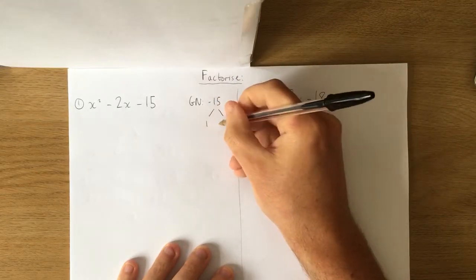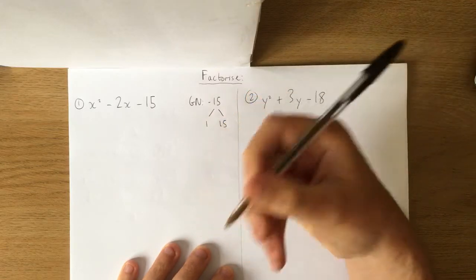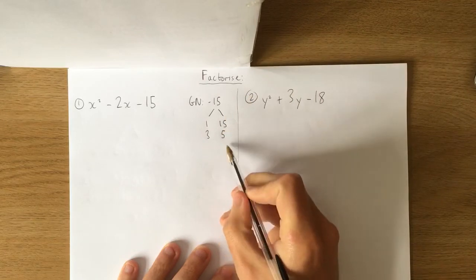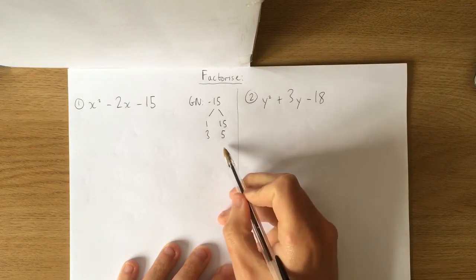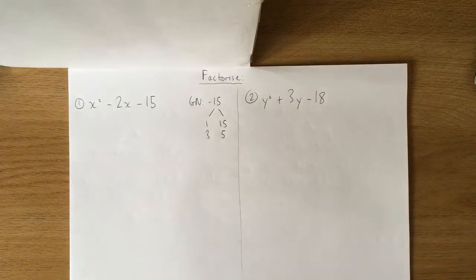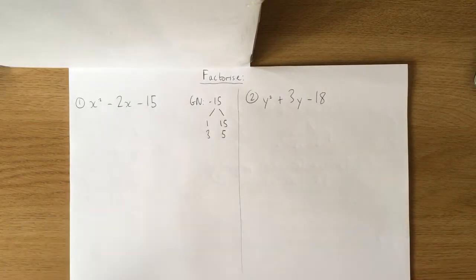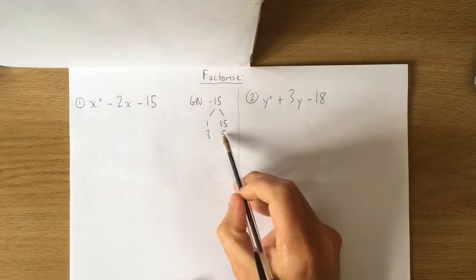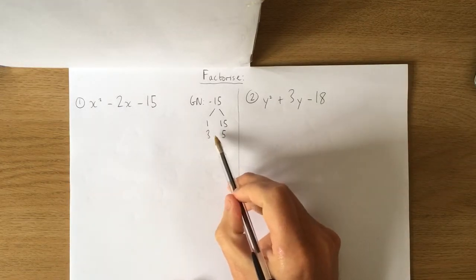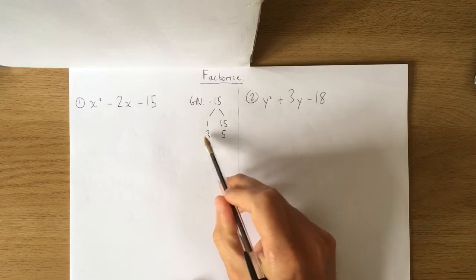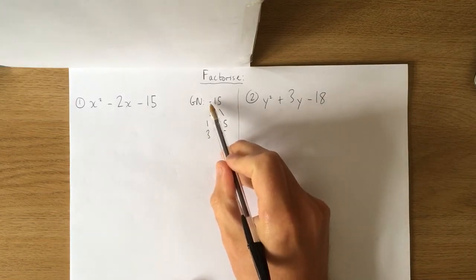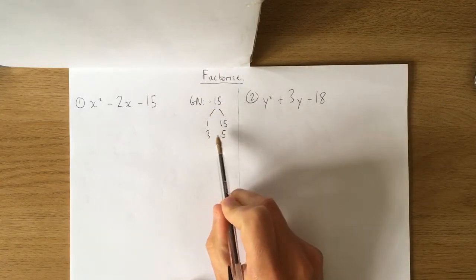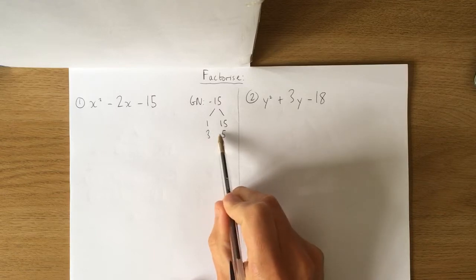So 1 and 15, 2 doesn't go in evenly, 3 and 5, 4 doesn't go in evenly, 5 and 3 is a repeated one, so I can stop. I'm not going to find any new ones once I get one that repeats. So these are factors of minus 15. If you multiply two numbers together and get a negative answer, that must mean one of these is positive and one of them is negative.